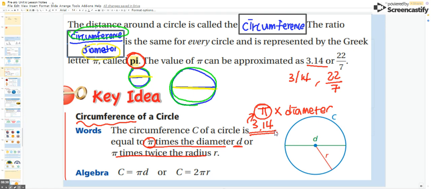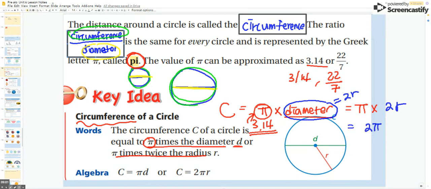And 3.14 times the diameter. So this is the circumference, right? But we know that the diameter is twice the radius. So can I just put 2r instead of the diameter? I can do that. So that's why you get 2 pi r. This is really famous, 2 pi r, or you can put pi d.